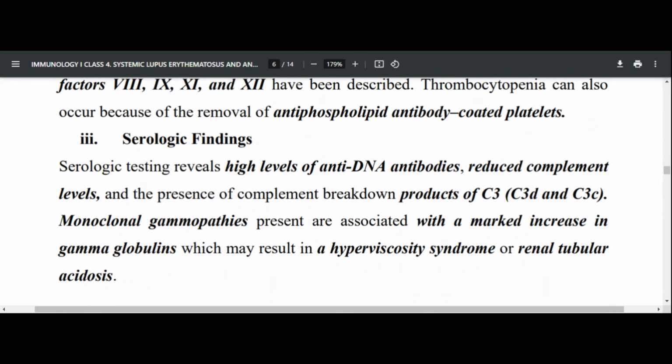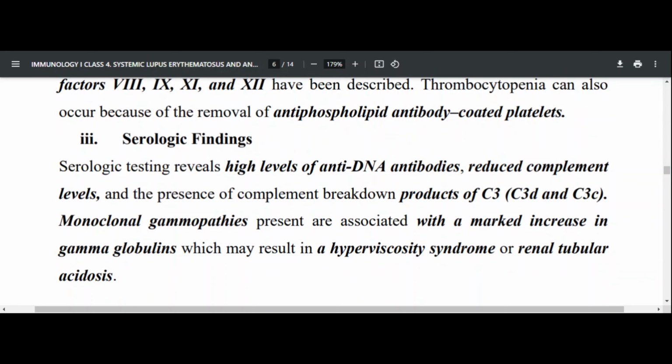So then, serologic findings. In serology, what do you expect? Of course, in systemic lupus, we expect high levels of anti-DNA antibodies, reduced complement levels, and also breakdown products of the complement system, including C3d and C3c. And we also find monoclonal gammopathies. We find increased levels of gamma globulins, which lead to hyperviscosity syndrome and renal tubular acidosis.